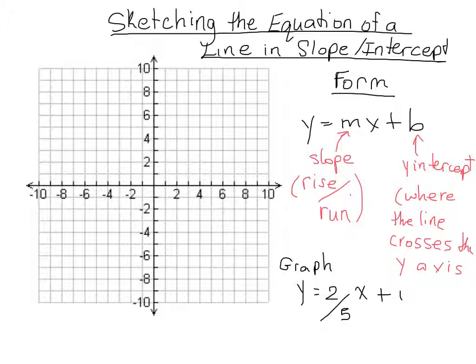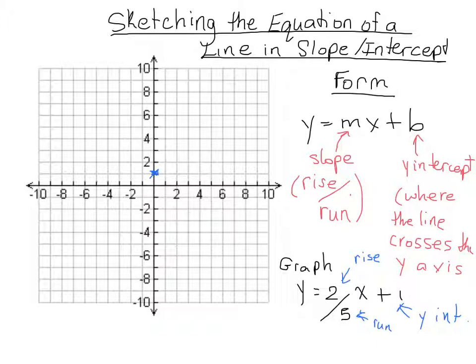All right, so when you're asked to graph a line in slope-intercept form, you have to actually start from a point that you know. And the only point that we know right off the bat is our y-intercept, where our line crosses the y-axis. So it crosses the y-axis at 1, so we would plot that point. So that's a point that we know for sure.